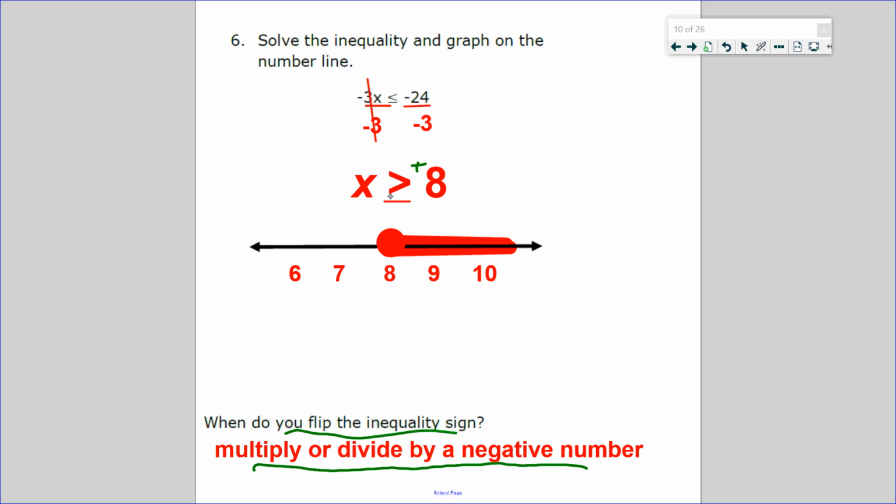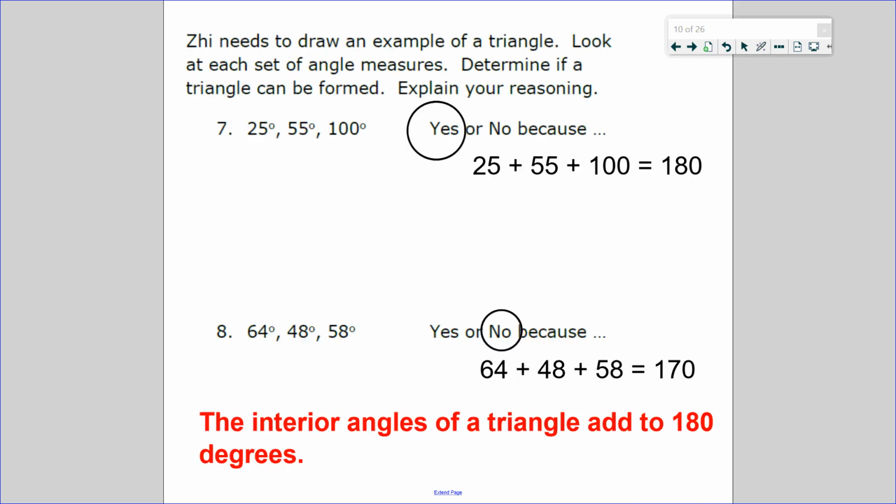So this is a closed dot. This is more than 8. So this means more than or equal to 8. That is the reason why we flip it around. Because if you don't flip it around and you put in, like, 7 here, -3 times 7 is -21. That's not greater than or equal to -24.